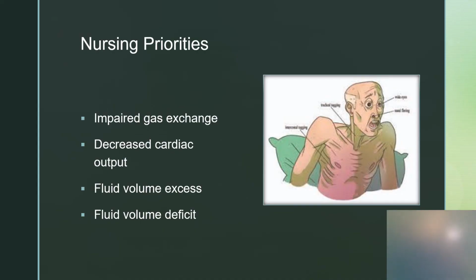There's multiple nursing diagnoses that can be used as nursing priorities for fluid and electrolyte imbalances, but the 4 top diagnoses include these that are listed on your slide. The nurse needs to be aware of what fluid and electrolyte imbalances can lead to, and they need to work to prevent them.